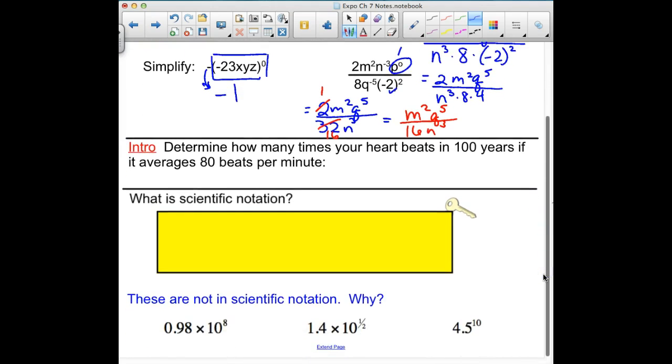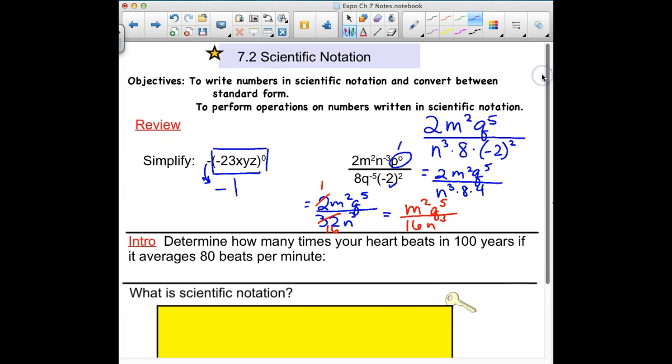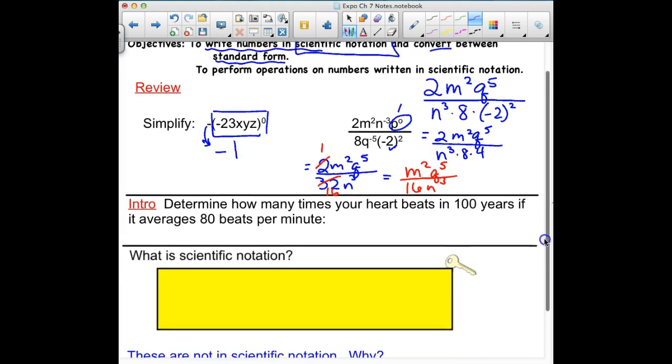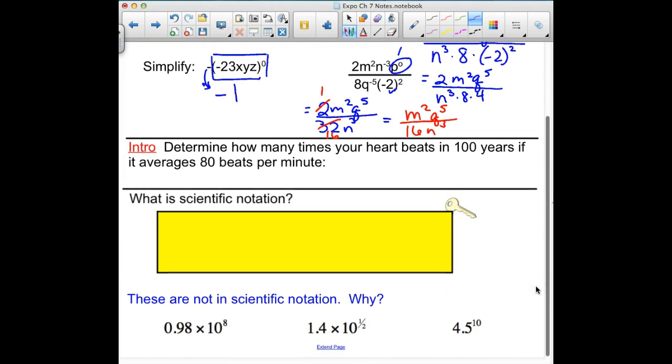All right, we said our topic today was scientific notation. Our objectives here are to be able to write numbers in scientific notation and also to be able to convert them back into standard form, and from standard form into scientific and back and forth. The last objective today is to perform operations on numbers that are in scientific notation. So, for example, how do we multiply two numbers that are in scientific notation?